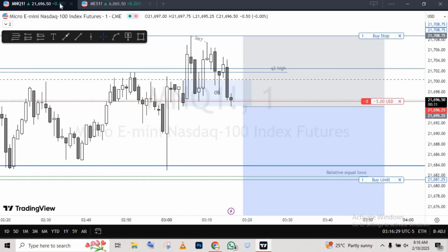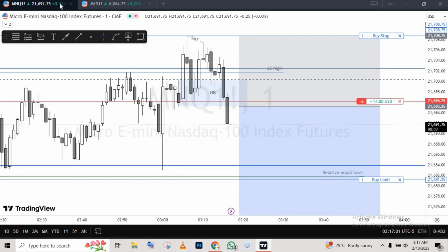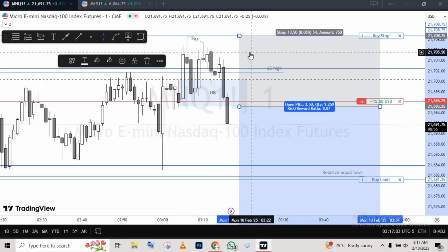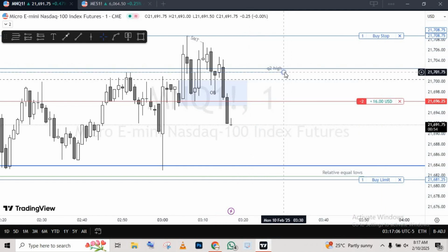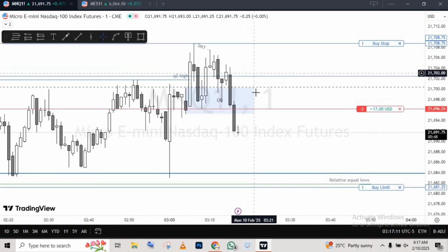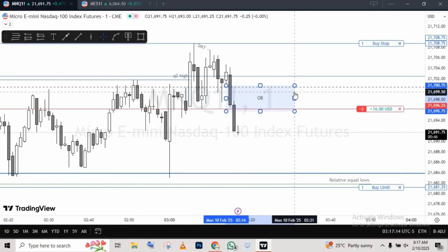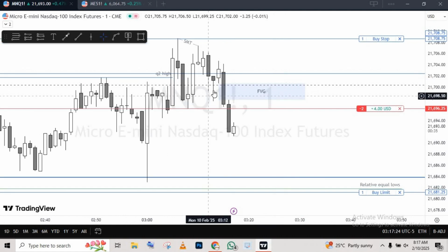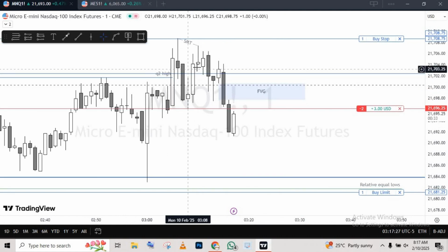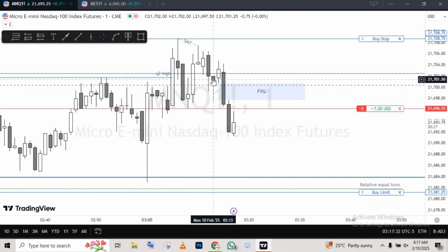Let's see if we do get a proper market structure shift with a CB. So we do have a nice market structure shift with a CB here. Let me draw back this Q2 high. We've already taken it out here. Now guys, this is our resistance zone. This is our averaging. This low here rebalanced this averaging completely, and see the wicks doing the damage and the body staying right there.